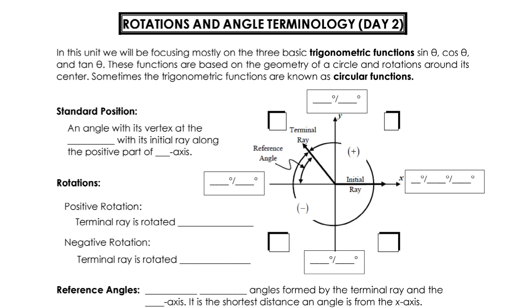Hey guys, we are on day 2 of Unit 11, and we're going to talk about rotations and angle terminology. So when we talk about trig with Algebra 2, it is mainly dealing with and originating from what we call the unit circle. Okay? This unit circle idea is a lot of little ideas all coming together.